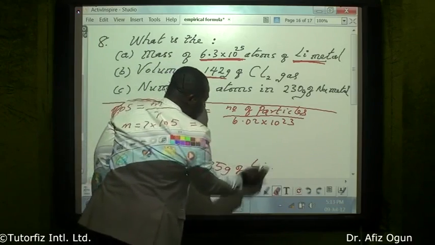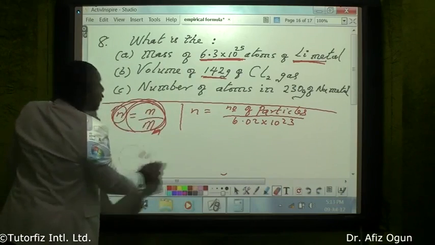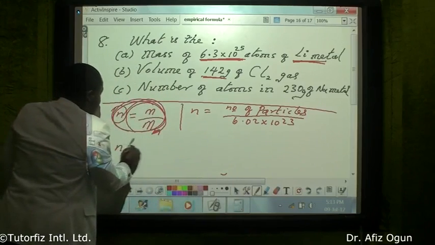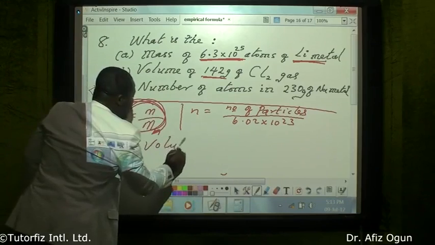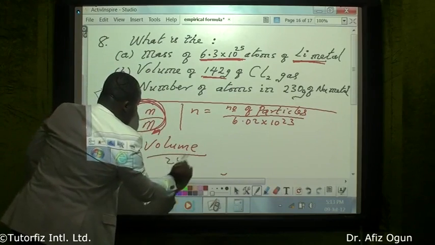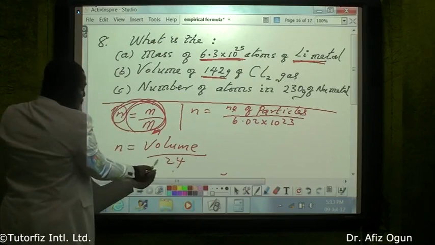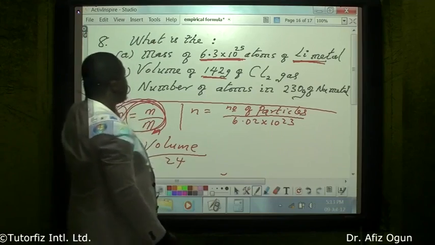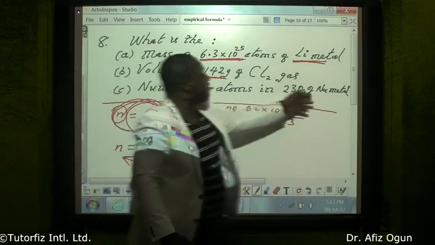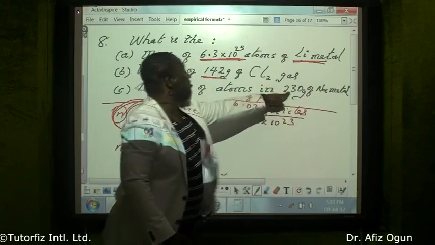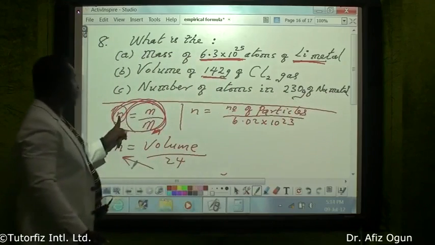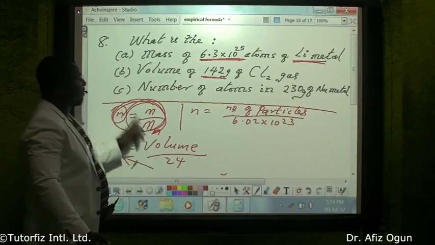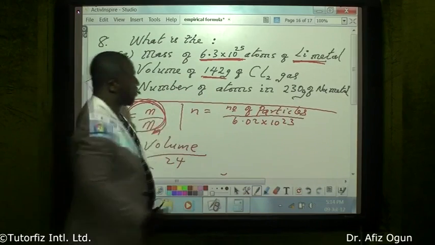When you get n, you go to the other formula because it's a gas and I'm looking for volume. You see, n equals to volume divided by 24. Already you got n, and you cross multiply, and you get your volume. For the number of atoms in 230 grams of a metal, use the first one also to get your number of mole.